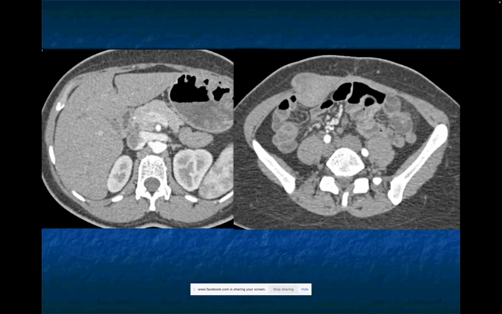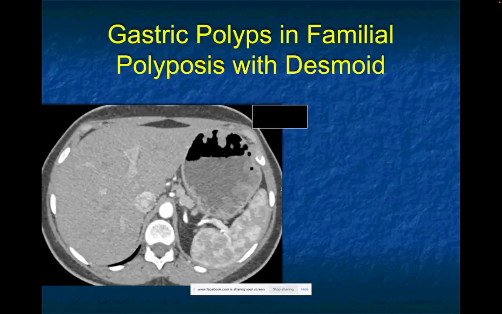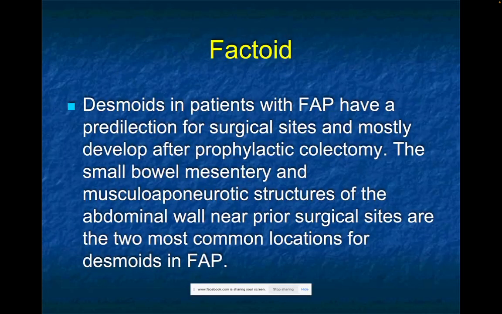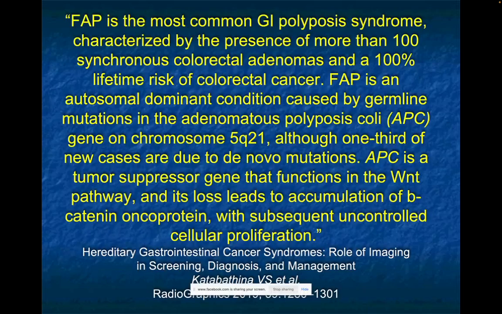What about a desmoid tumor? Smooth, homogeneous, slightly enhancing. Gastric polyps and desmoid tumors, familial polyposis is the correct answer. Just a wonderful example. Desmoids in patients with familial polyposis, FAP, have a predilection for surgical sites and mostly develop after colectomy. Small bowel mesentery and musculoaponeurotic structures of the abdominal wall. Their surgical sites are the two most common locations for desmoids, and this was at a prior surgical resection site.